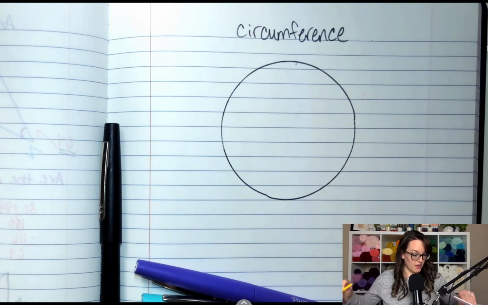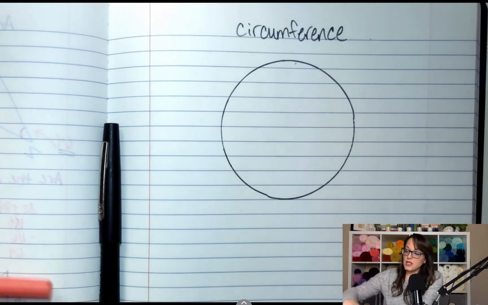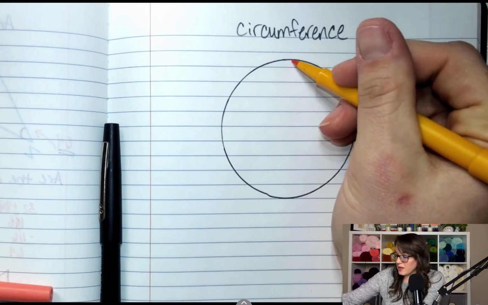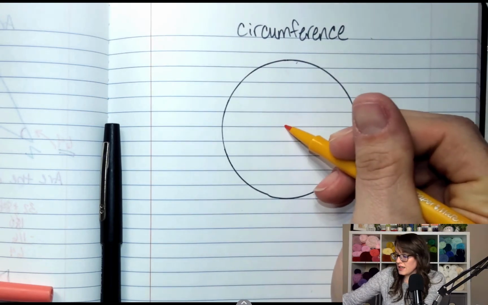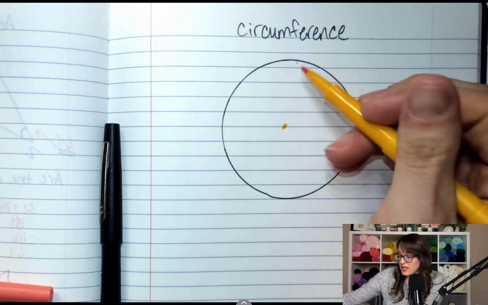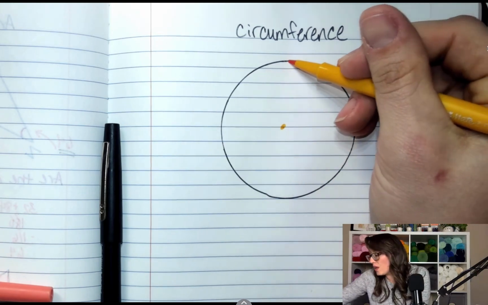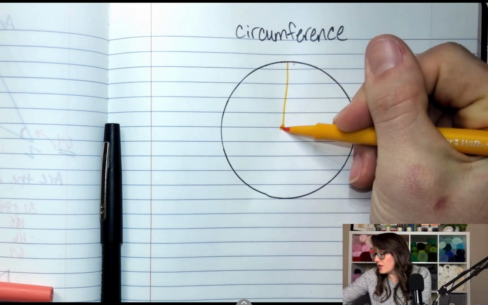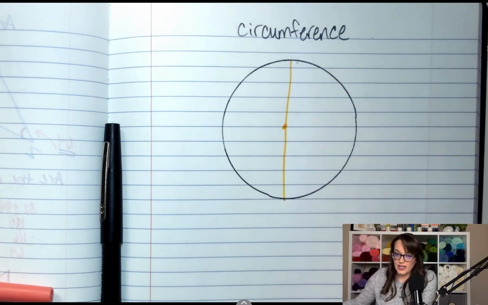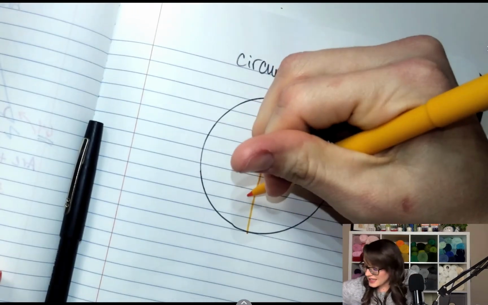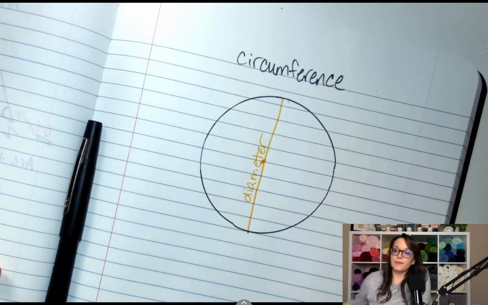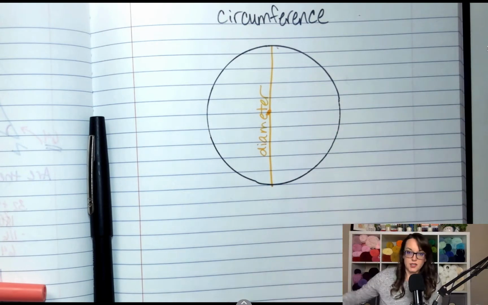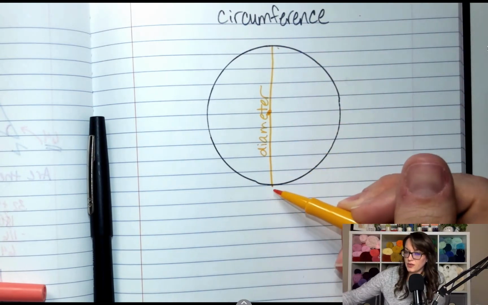So the parts of the circle, the big ones: we have diameter. First, let's say this is the center. Diameter is the length from one side of the circle through the center to the other side of the circle. Diameter goes all the way across the circle from one side straight through to the other side.